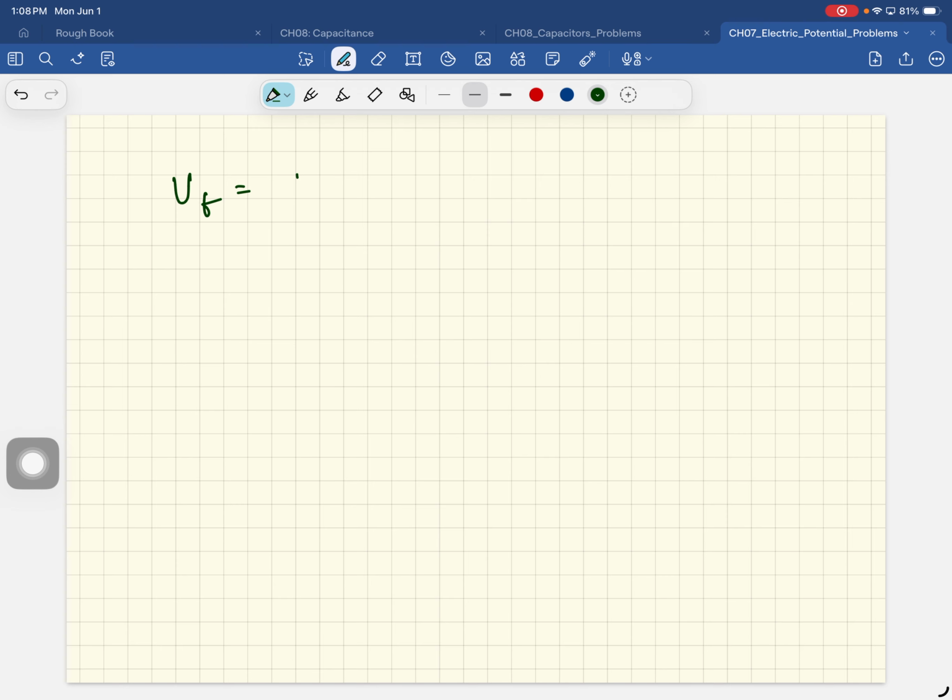Okay, that's the small distance traveled in cylindrical polar coordinates. Okay?